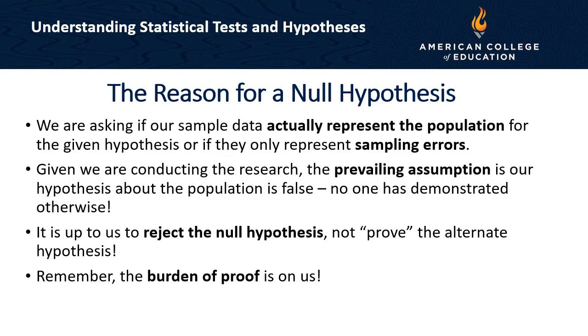In other words, I have this sample, I've given them a survey, perhaps in our example, the Doctoral instrument, and I've calculated organizational religiosity, and now I want to know whether or not the organizational religiosity between these two subgroups is actually representative of the entire population. So given we're conducting the research, the prevailing assumption is our hypothesis about the population is false. In other words, no one has demonstrated otherwise.